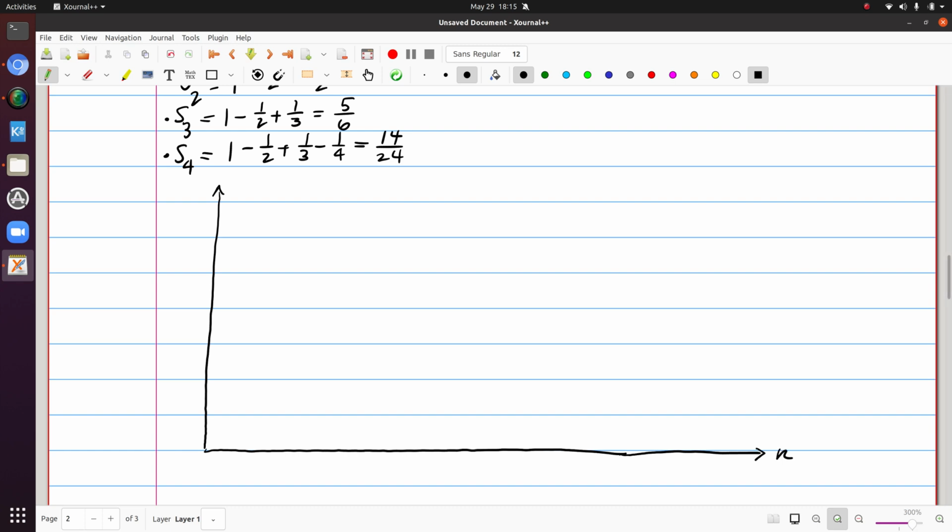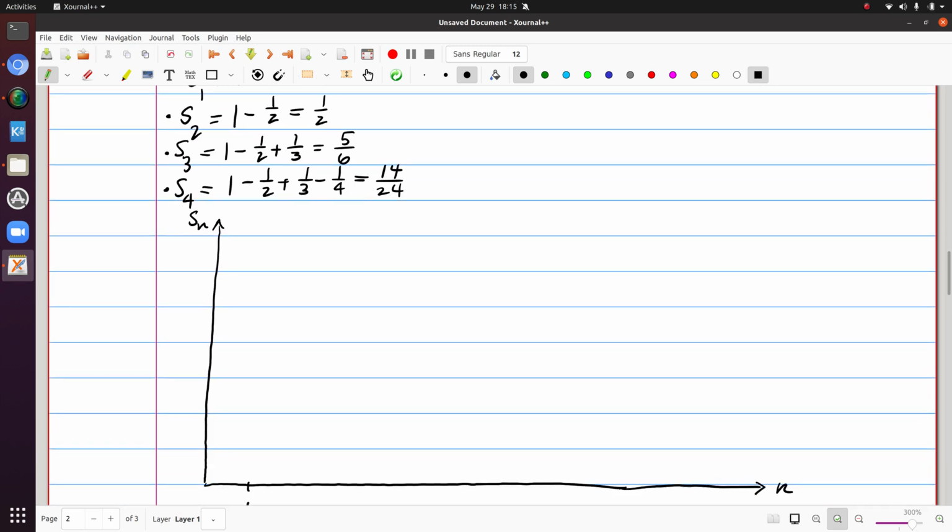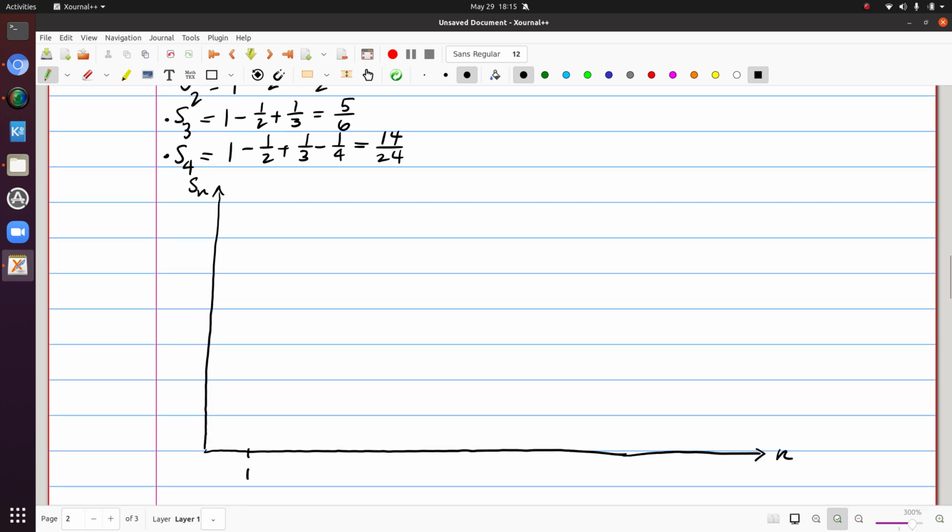So if I were to let the horizontal axis represent n, the number of terms we're adding together, and in the vertical axis I want to plot the nth partial sum. What we've found so far, let's assume, is that the first partial sum equaled 1. Let's suppose that is here, so I'm again not drawing these axes to scale. And then the next partial sum at 2 was 1/2. So that would be roughly here.